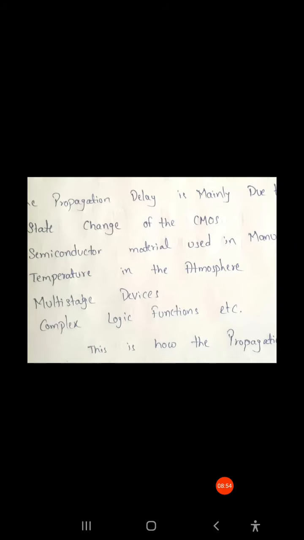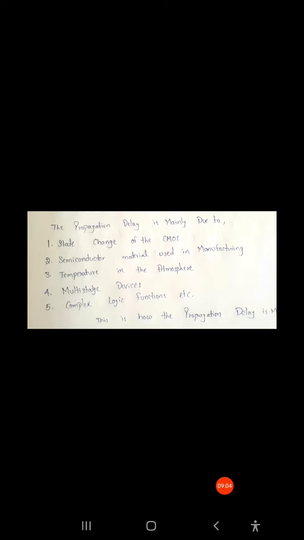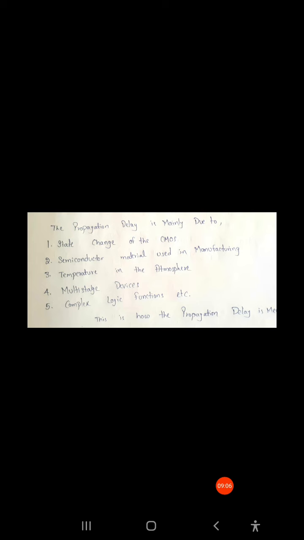The propagation delay is mainly due to the state change of CMOS. The second factor is the semiconductor material used in manufacturing, since we use semiconductor devices while manufacturing CMOS transistors. The third one is the temperature in the atmosphere.